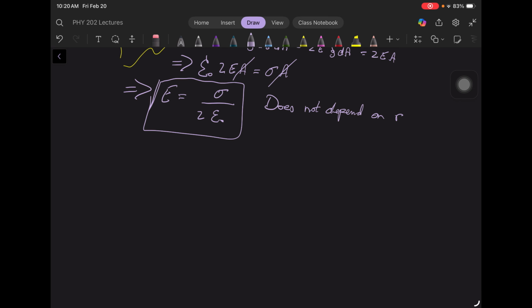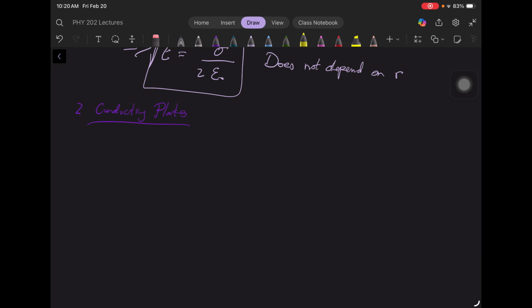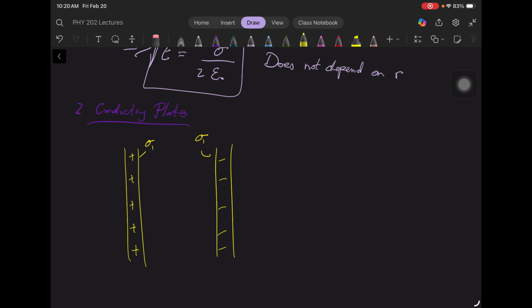I think we're going to go through and just do two conducting plates real quick. And so if we want to go ahead and draw our two plates, we could have one of the plates be positive, one of the plates be negative. And if we look at the electric field, some sigma 1, well, negative sigma 1, I guess.